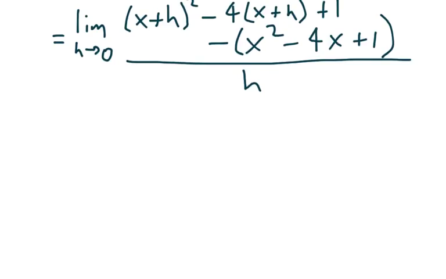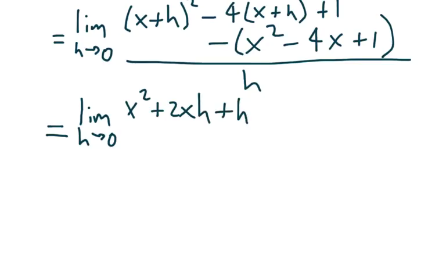Unfortunately, that numerator is going to have to get longer before it can get shorter. So let's multiply it out. The limit as h approaches 0 of x squared plus 2xh plus h squared. That's the result we get when we expand the x plus h squared.